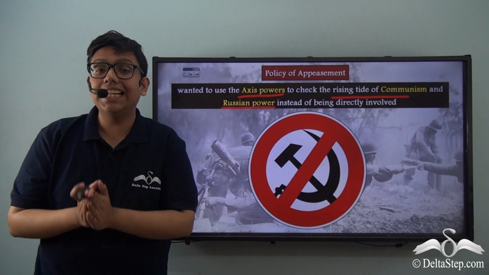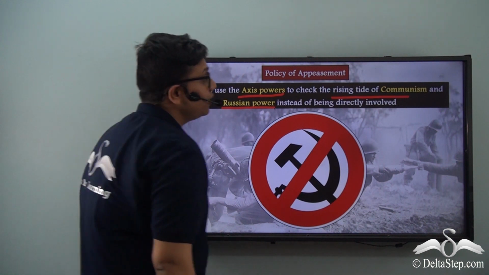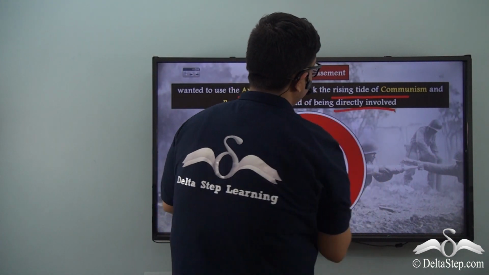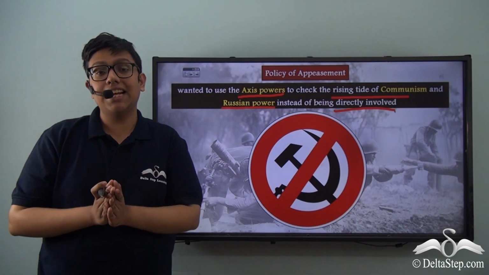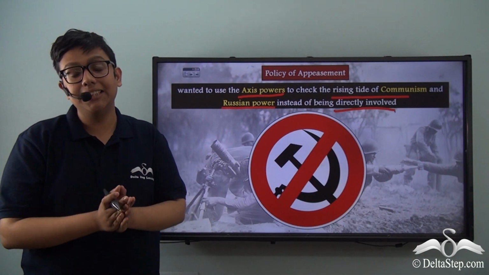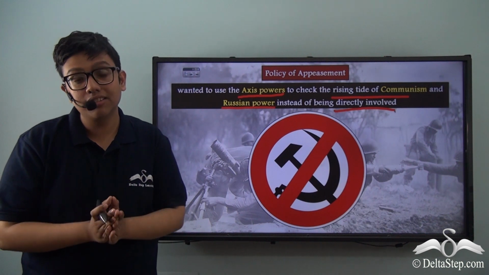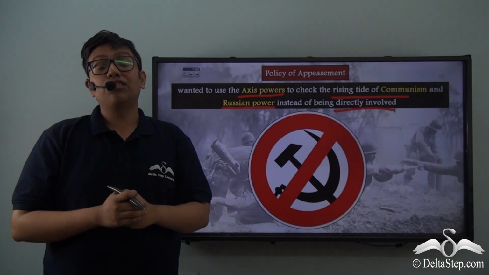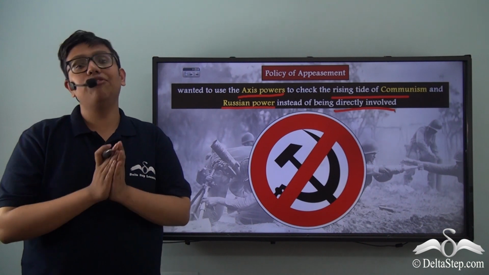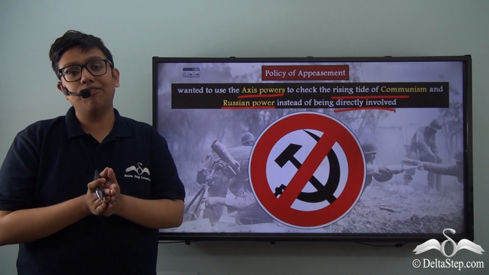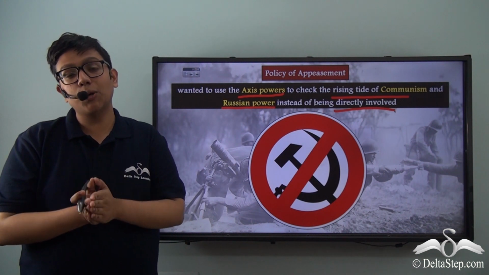You see, the allied nations did not want to get into any form of direct conflict with the communist power of Russia. What the allied nations wanted instead is for the Axis powers to go ahead and fight against the communist powers, namely Russia and China, so that both of these groups get engaged in conflict and eventually get weakened, as any form of conflict always leads to devastation on both sides.